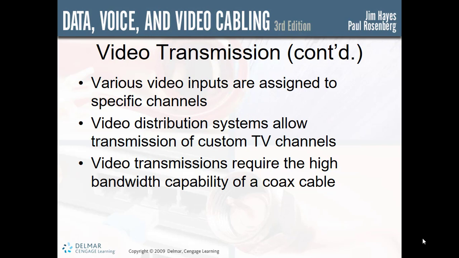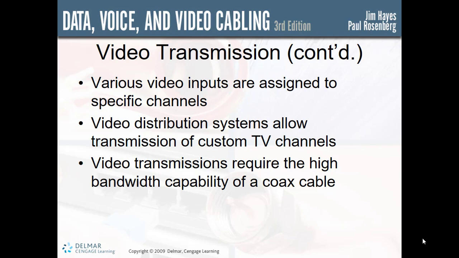For example, the FCC has assigned channel 2 the frequency range of 54 to 60 megahertz. Channel 3 has 60 to 66 megahertz. Channel 4 has 66 to 72 megahertz, and so on. The UHF channels go up to 890 megahertz. Each channel transmits its programming in that 6 megahertz channel.